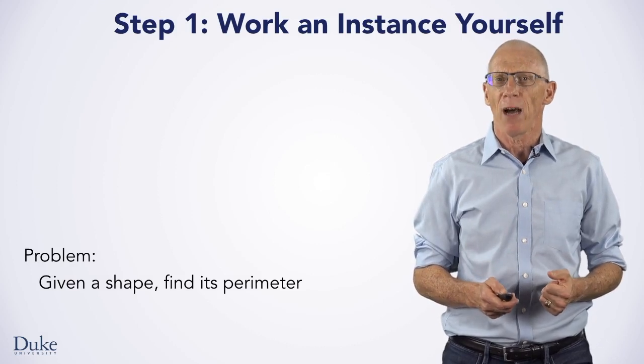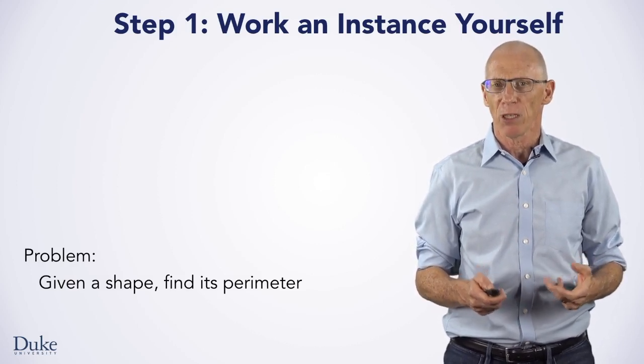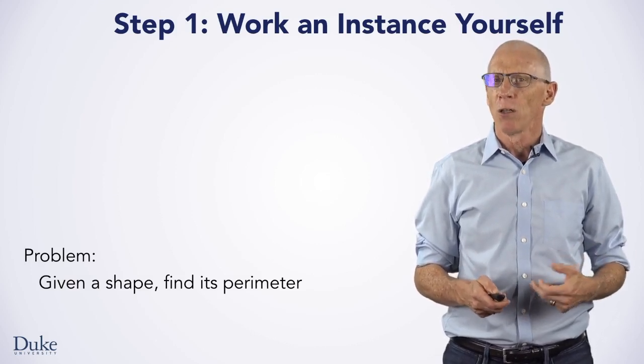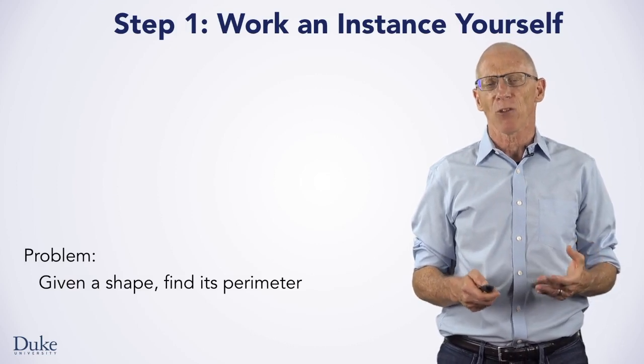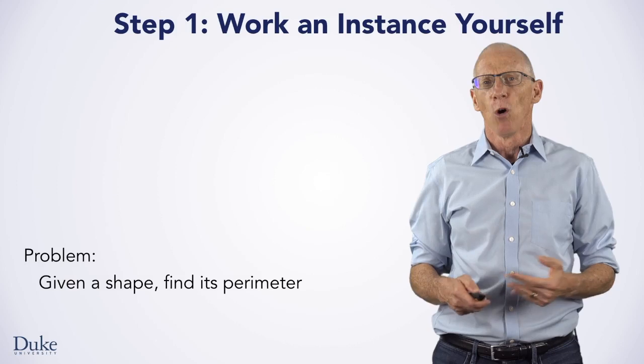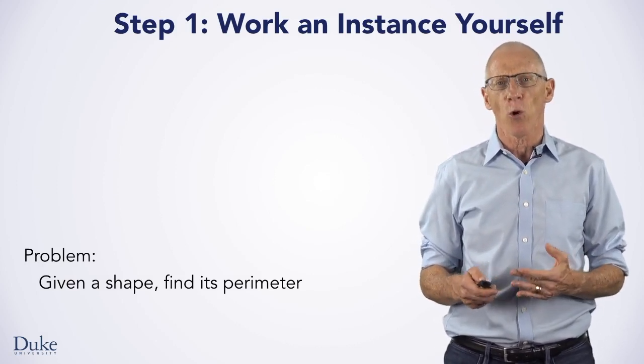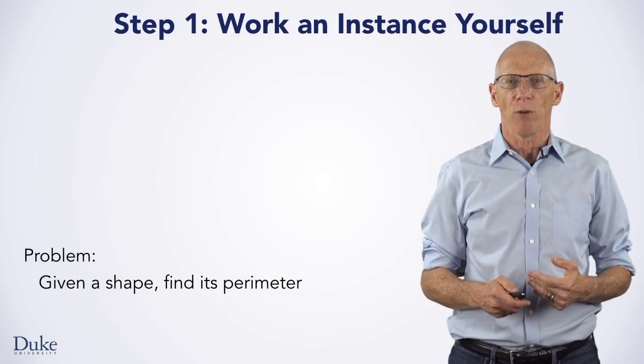We'll need a little domain knowledge here for this problem. Specifically, what is the perimeter of a shape? If you don't recall, the perimeter is the sum of the lengths of all the sides of the shape. We'll need to know that a shape is defined by its points, and the points are listed in order as they appear around the perimeter.